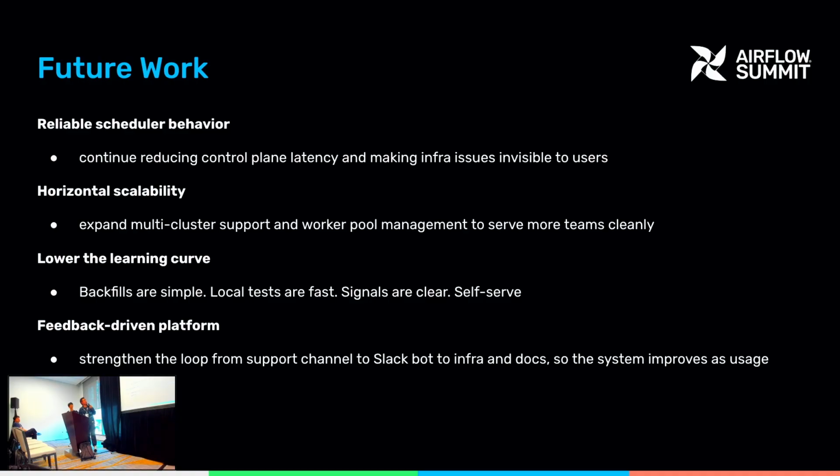The third one is to lower the learning curve. Basically, we want to make the platform easy to use. Backfills should be simple, local tasks should be fast, and signals should be clear, right? If a user finds a failure, whether it's due to a capacity issue or a bug in the code, that should be obvious to the user. Also, one thing I want to highlight is that we should not ignore the importance of keeping documentation up to date, because it's not only used by users; it's also used by the chatbot to know the latest updates and context, and to serve answers back to users.